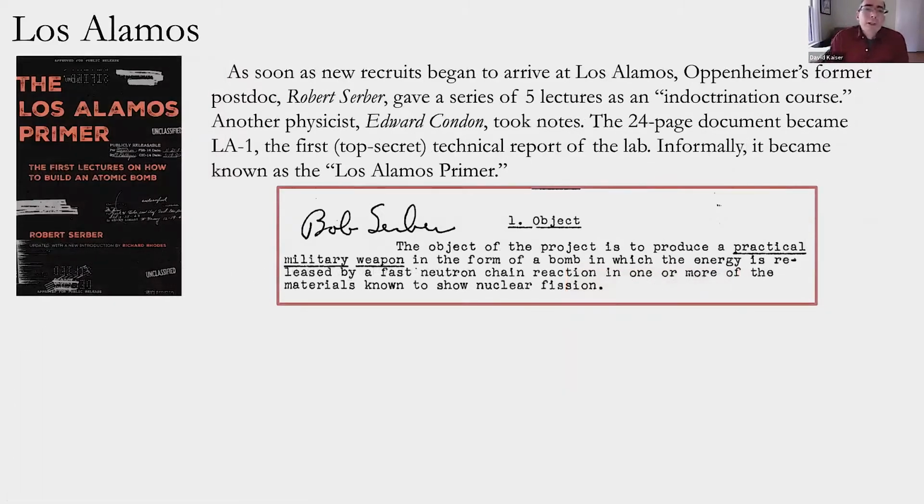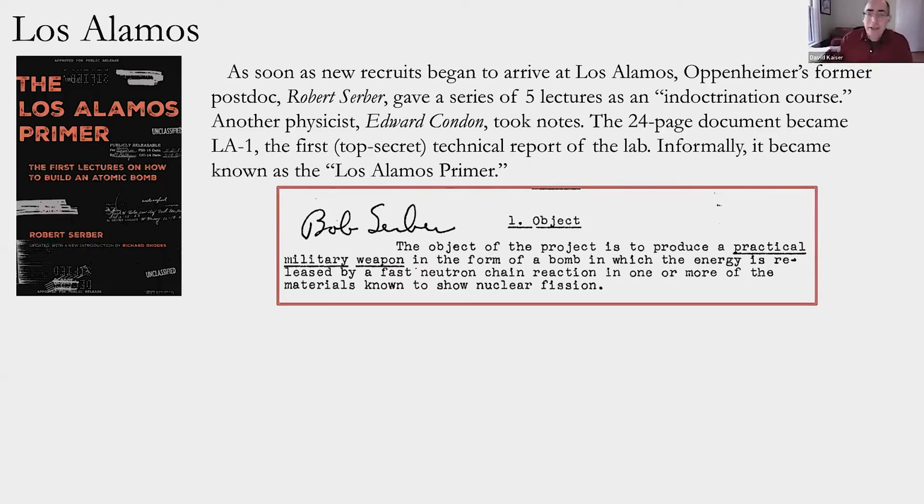Okay, so as soon as this new facility at Los Alamos began to get built up, Oppenheimer's own former student, his postdoc Robert Serber, gave a series of initiation lectures for the new recruits who had been asked to come to this place but not told why. It was so top secret, people were basically not told why they should drop everything and move to Nowheresville, rural New Mexico. So Serber gave what was actually called a, quote, indoctrination course, as if they were joining like a cult.